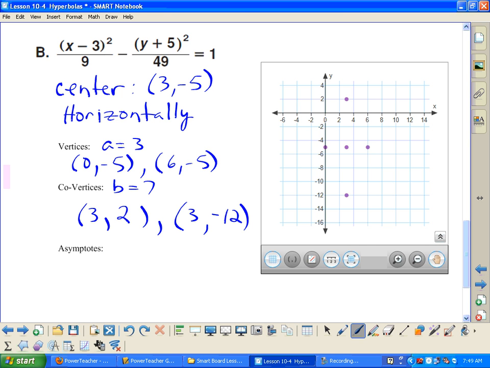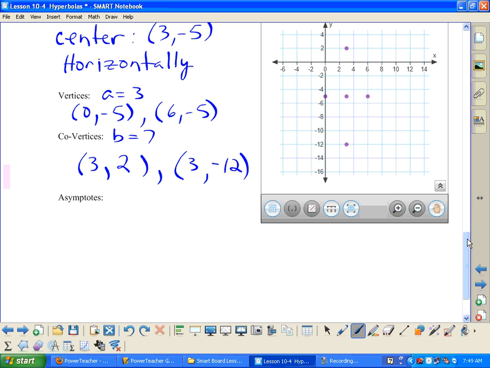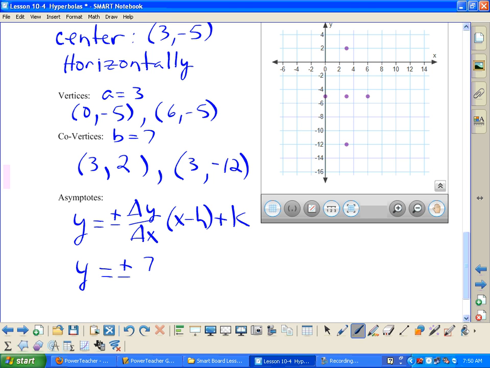So my asymptotes then are going to be y equals plus or minus, and I'm going to write this out again, change in y over change in x, times x minus h, plus k. All right, now that's that general form we looked at up by all those equations. So then, what's my change in y? Change in y in this case is b, which is 7. Change in x is 3. h is 3, so I'll put that 3 in for h, and k is -5. And so I have the equations for my asymptotes.